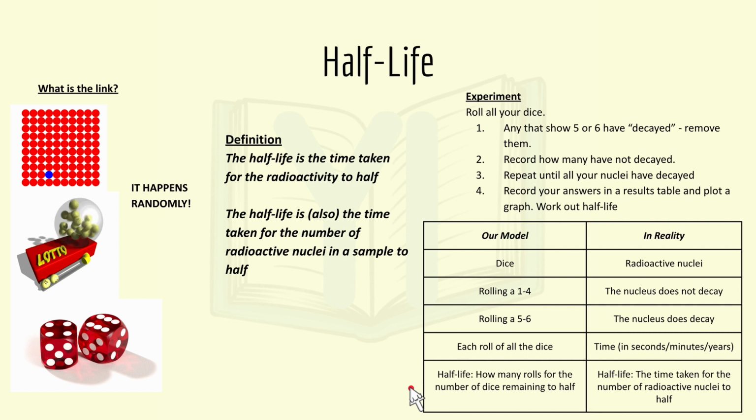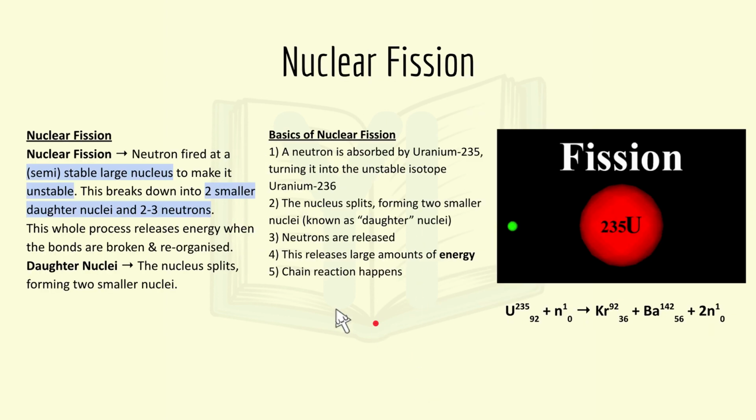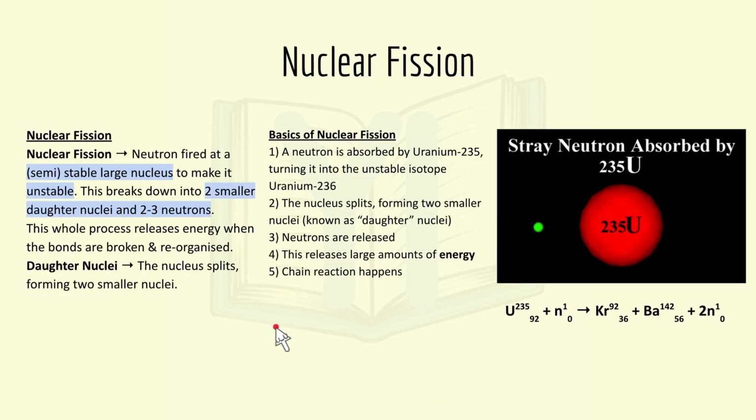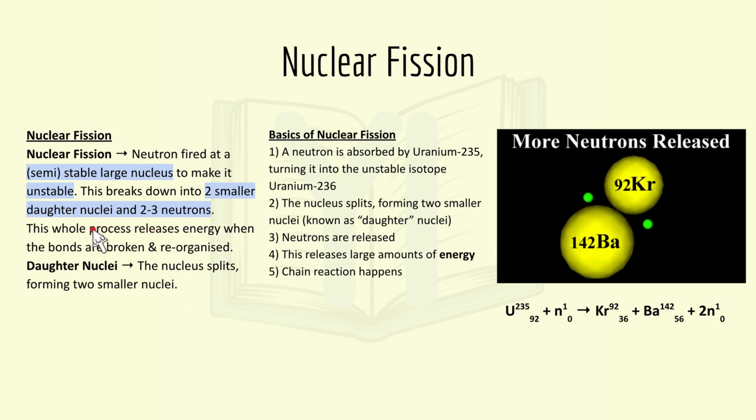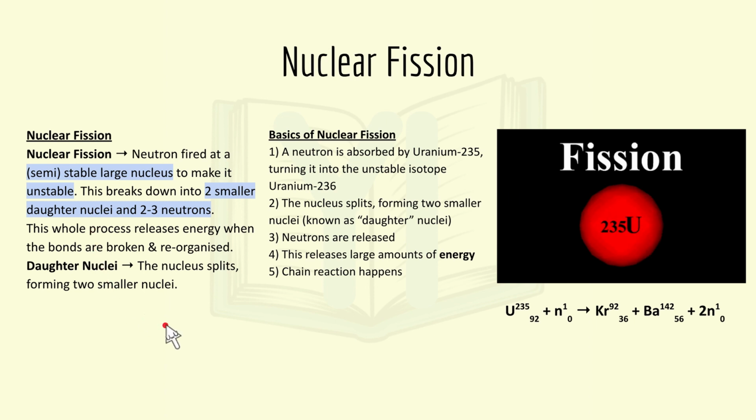So move on now. We have nuclear fission. Nuclear fission is when a neutron is fired at a semi-stable large nucleus, to make it unstable, and this breaks down into 2 smaller daughter nuclei and 2 to 3 neutrons. And this whole process releases energy when the bonds are broken and reorganized. And daughter nuclei are the 2 smaller nuclei formed when the nucleus splits.